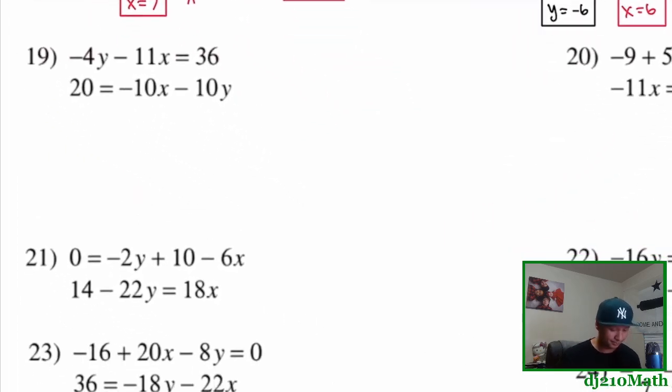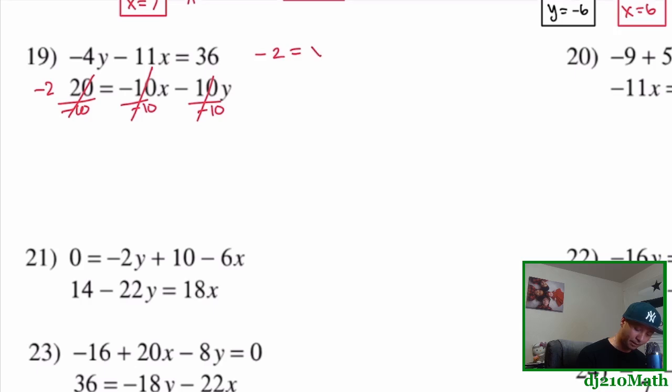All right, 19. Dividing everything by 10, I feel like that's my first instinct. By -10. Cancels, so those become positive, and that becomes -2. So what do we got? -2 is equal to x plus y. And we're doing the elimination method.